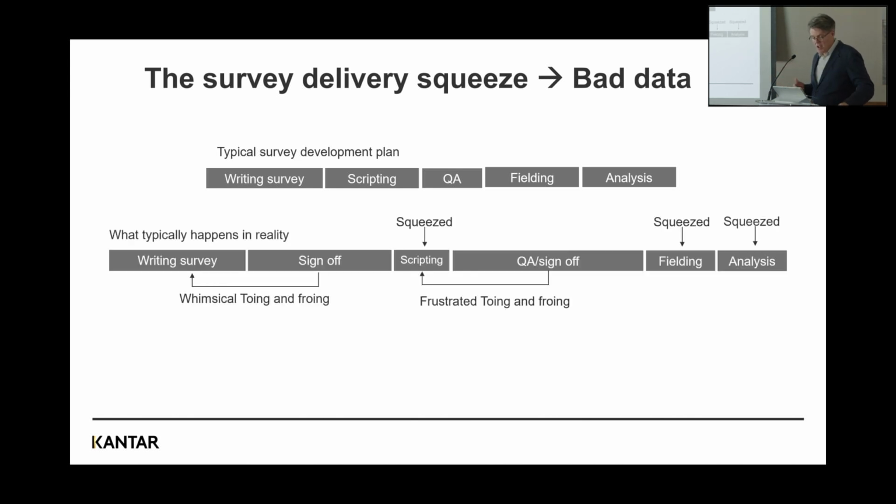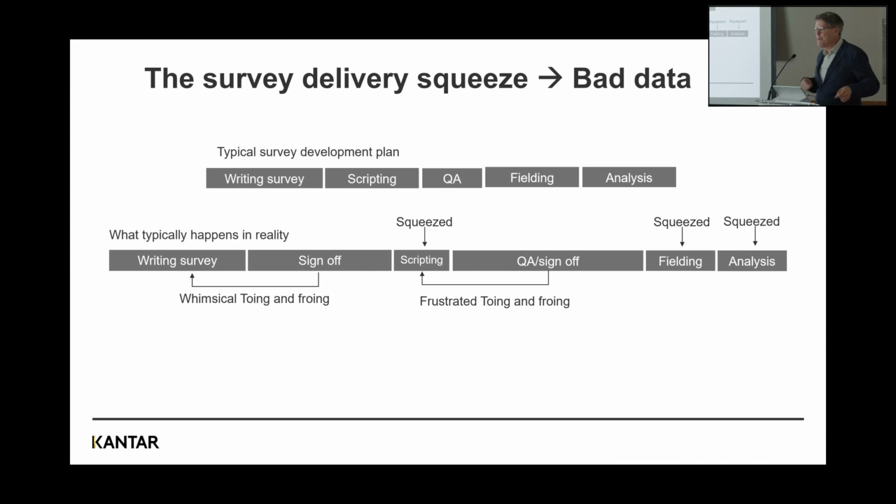In reality, there's a massive, great big whimsical toing and froing between the research company and the client over the questions, and that takes ages. On average, the time they say the survey will be delivered to you, and when it actually is, is 3 or 4 weeks late because of this. Then that squeezes the scripting process, because you've got to get it out since it's running late. And there are a few problems, and that increases the QA sign-off procedures.